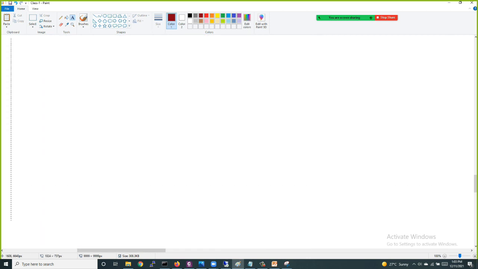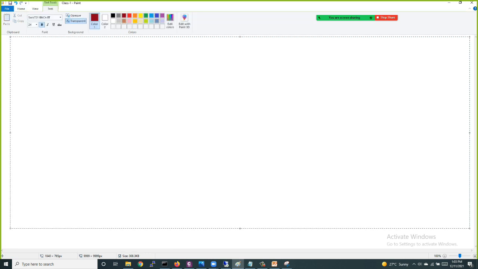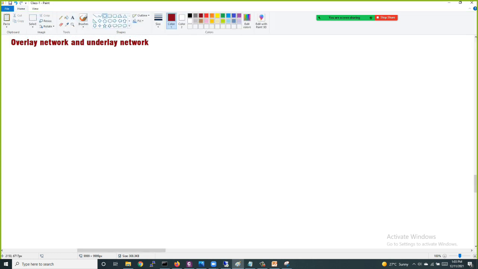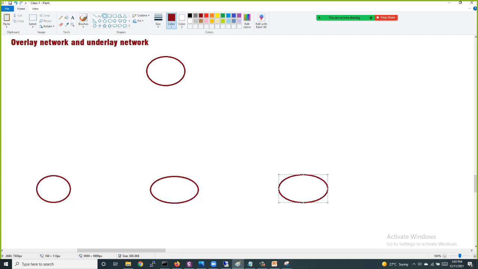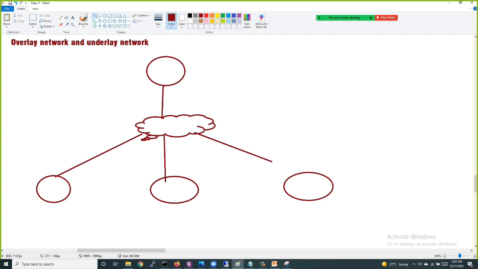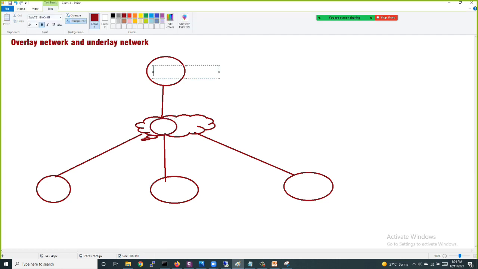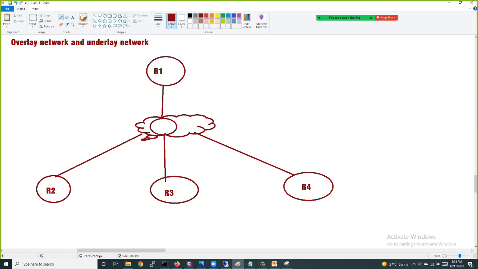Before starting with the actual topic, I want to explain what you mean by overlay network and underlay network. So guys, just look here. Let's say this is your physical network. These are four routers connected with a cloud. Don't get confused with this cloud. This cloud is also a router, nothing else, right? This is R1, this is R2, this is R3, this is R4, right? Now what do you want?